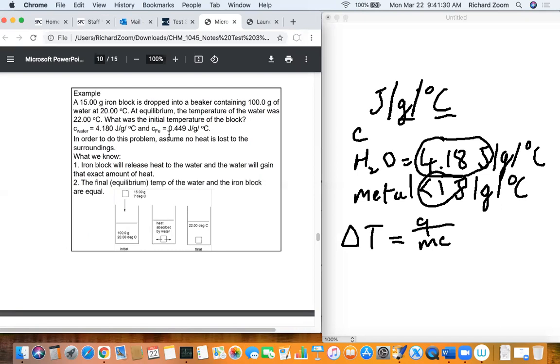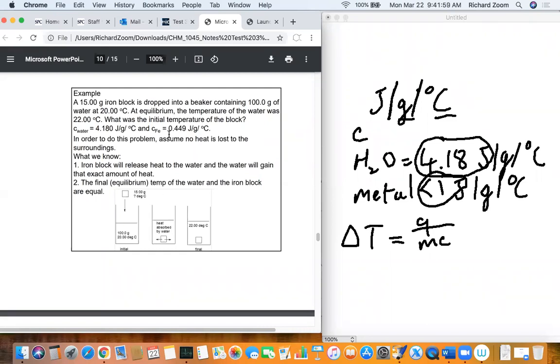So, you know what's happening is that the iron is hot, and the water is cool. So what happens is that the iron will cool down, but also the water will heat up. So this is what we know about this kind of problem. The iron block will release heat to the water, and the water will gain that exact amount of heat. The other assumption we're going to make here is that the final or equilibrium temperature of the water and the iron block are the same.